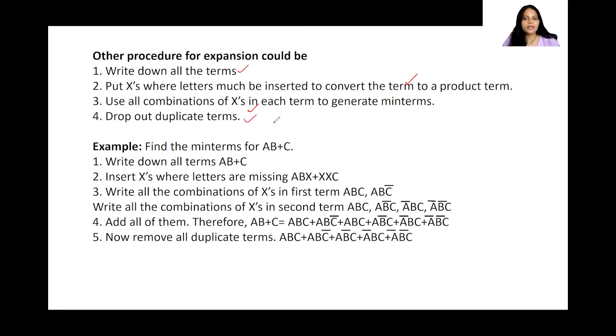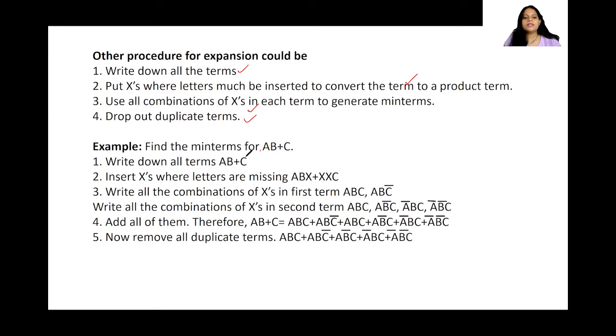You might not understand these steps, so let's see the example. First, this is what we need to find the min term of, that is AB plus C. What it's saying is to write down all the terms. So we have written them down. Then insert x where the letters are missing.